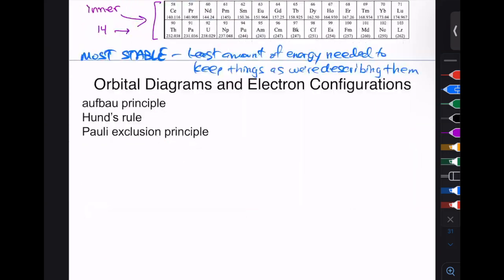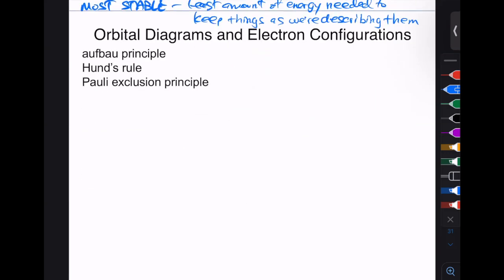All right, but we're going to learn about a couple of other ways that we're going to notate electrons in atoms. These are probably going to be ways that are more familiar to you if you had a high school chemistry class or another chemistry class recently. And that has to do with using orbital diagrams and electron configurations. And as we're doing that, I'm going to be highlighting these three principles or rules. The Aufbau principle, and I'll just introduce these to you now.